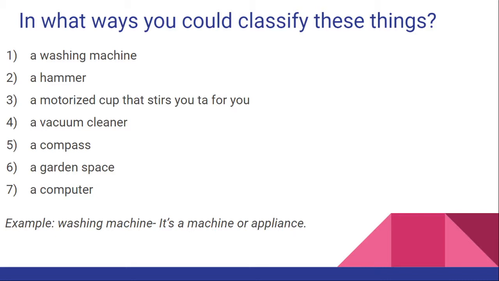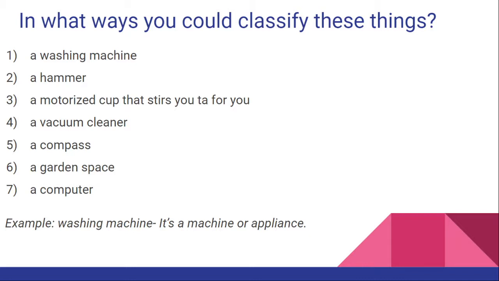So, in what ways could you classify these things? We have seven things, let us call them things, equipment, or devices, in the general meaning. We have a washing machine. Look at the example here. We say a washing machine is a machine or an appliance. It's a machine in the sense that it runs on electricity, and it's an appliance in the sense that we use it and need it in our houses, in our household.